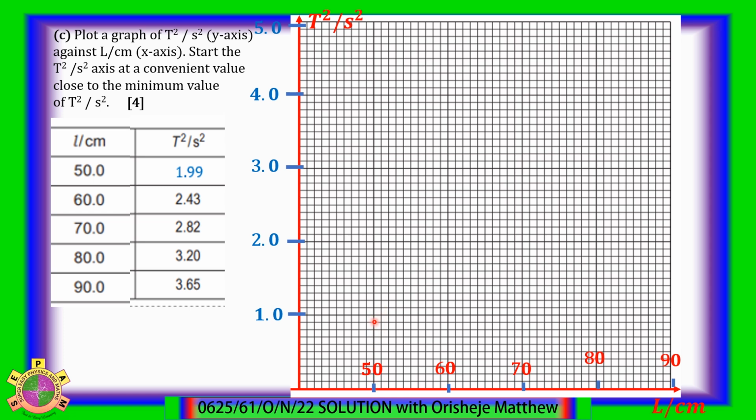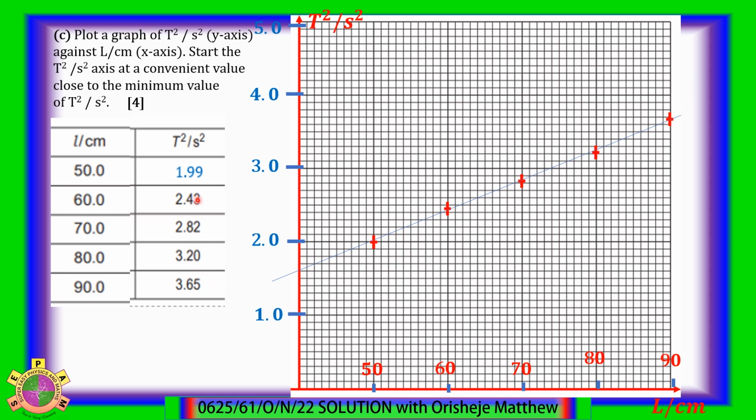When the length was 50, what was the period? Almost 2, 1.99. Then when the length was 60, we have 2.32. Then when the length was 70, we have 2.82. Then when the length was 80, we have 3.12. Then when the length was 90, we have 3.65, midway between 6 and 7. So draw your line of best fit. So we have our line of best fit.